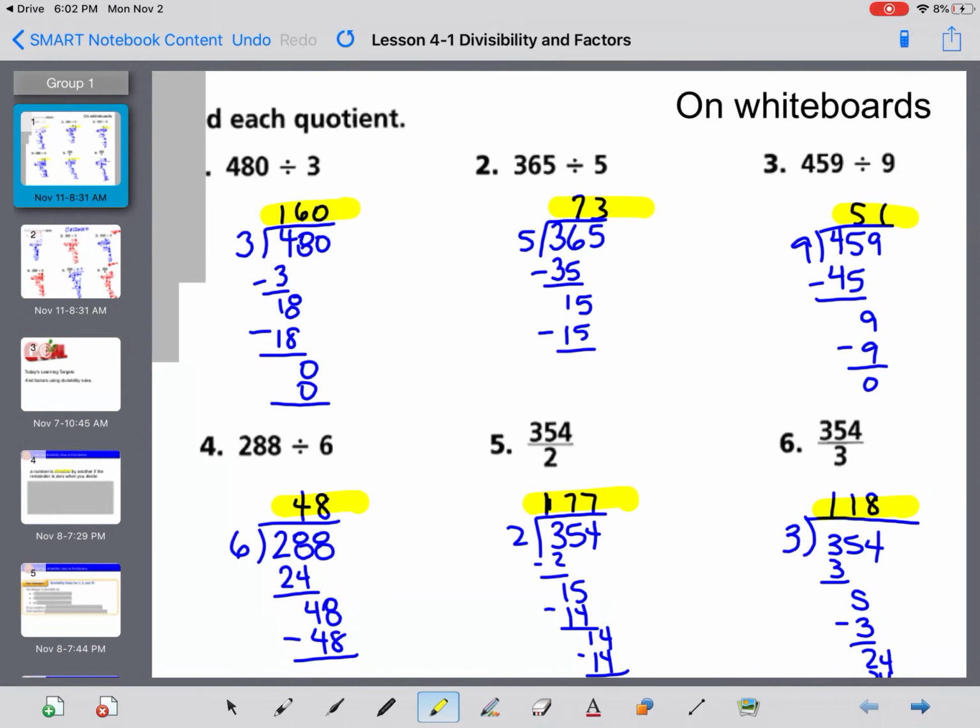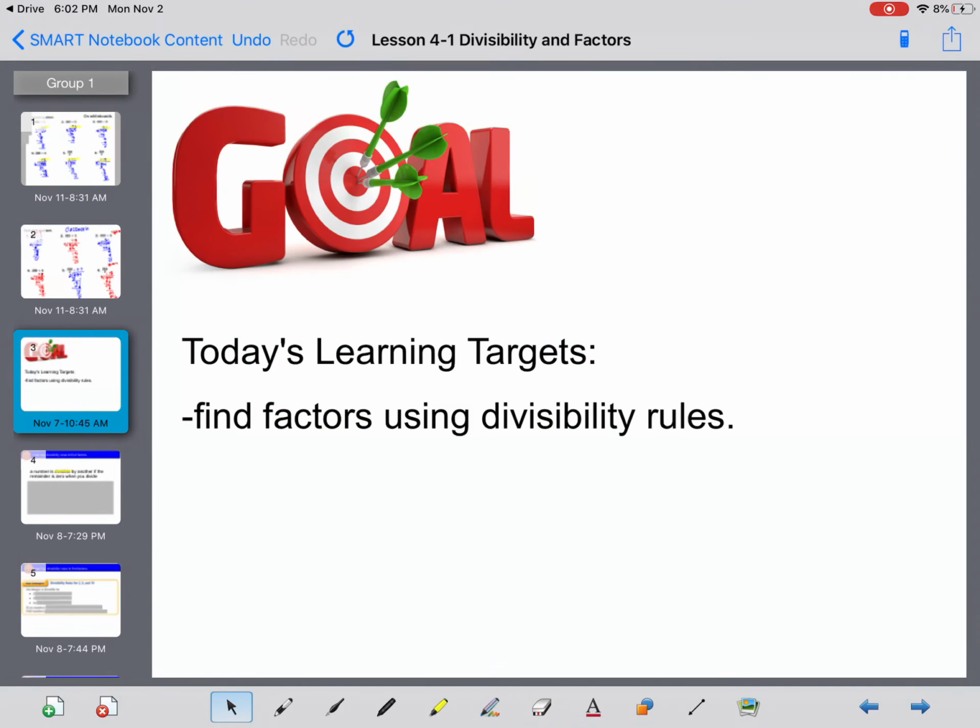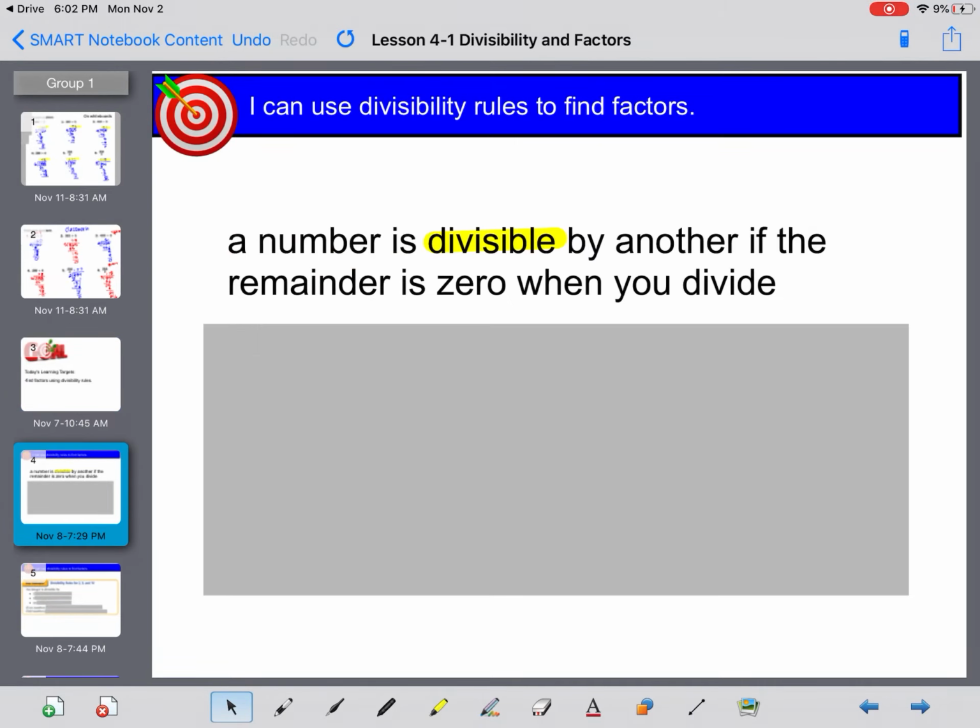That leads us into what we're talking about today. We're talking about divisibility. Today's learning target is to find factors using divisibility rules. In your notes, the first vocabulary word we're going to talk about in chapter 4 is divisibility. A number is divisible by another number if the remainder is 0 when you divide.